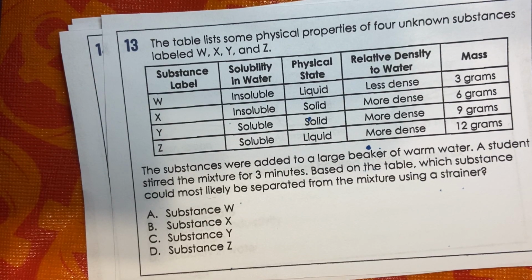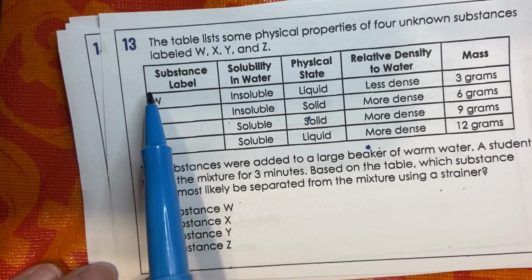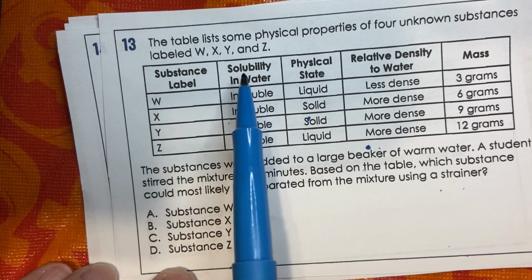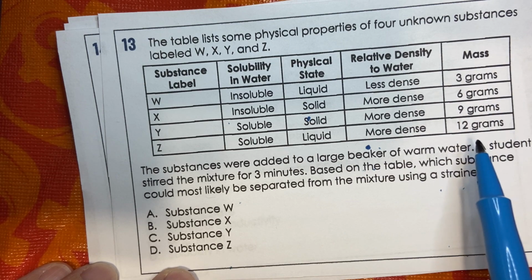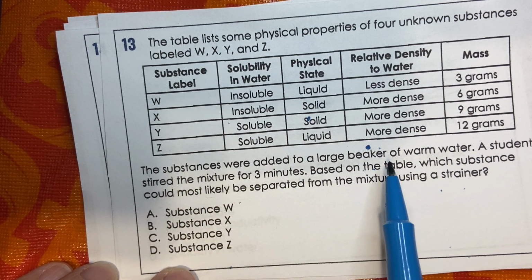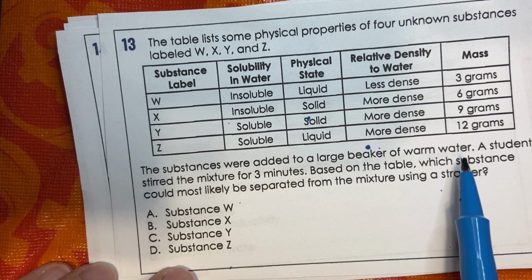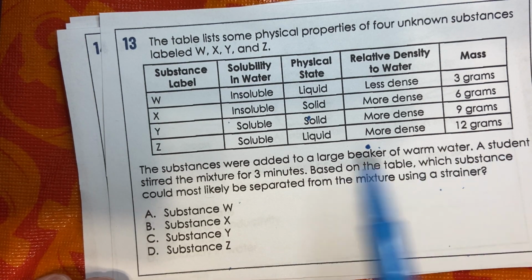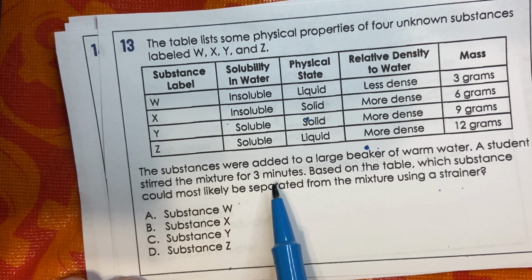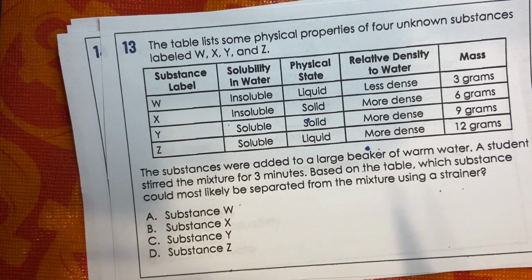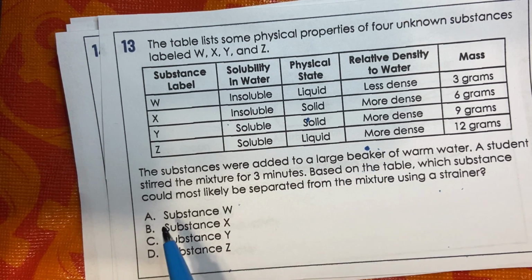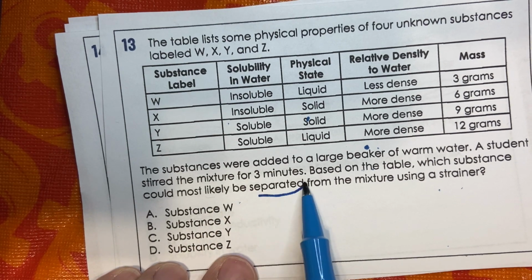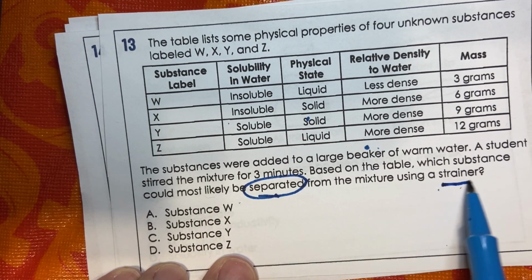13, another chart, right? Another table. Again, we have substances. We have their solubility, their physical state, their density, and we have a mass. The substances were added to a large beaker of warm water. Okay, we put all of them in there. A student stirred the mixture for 3 minutes. Okay, based on the table, which substance could most likely be separated using a strainer?